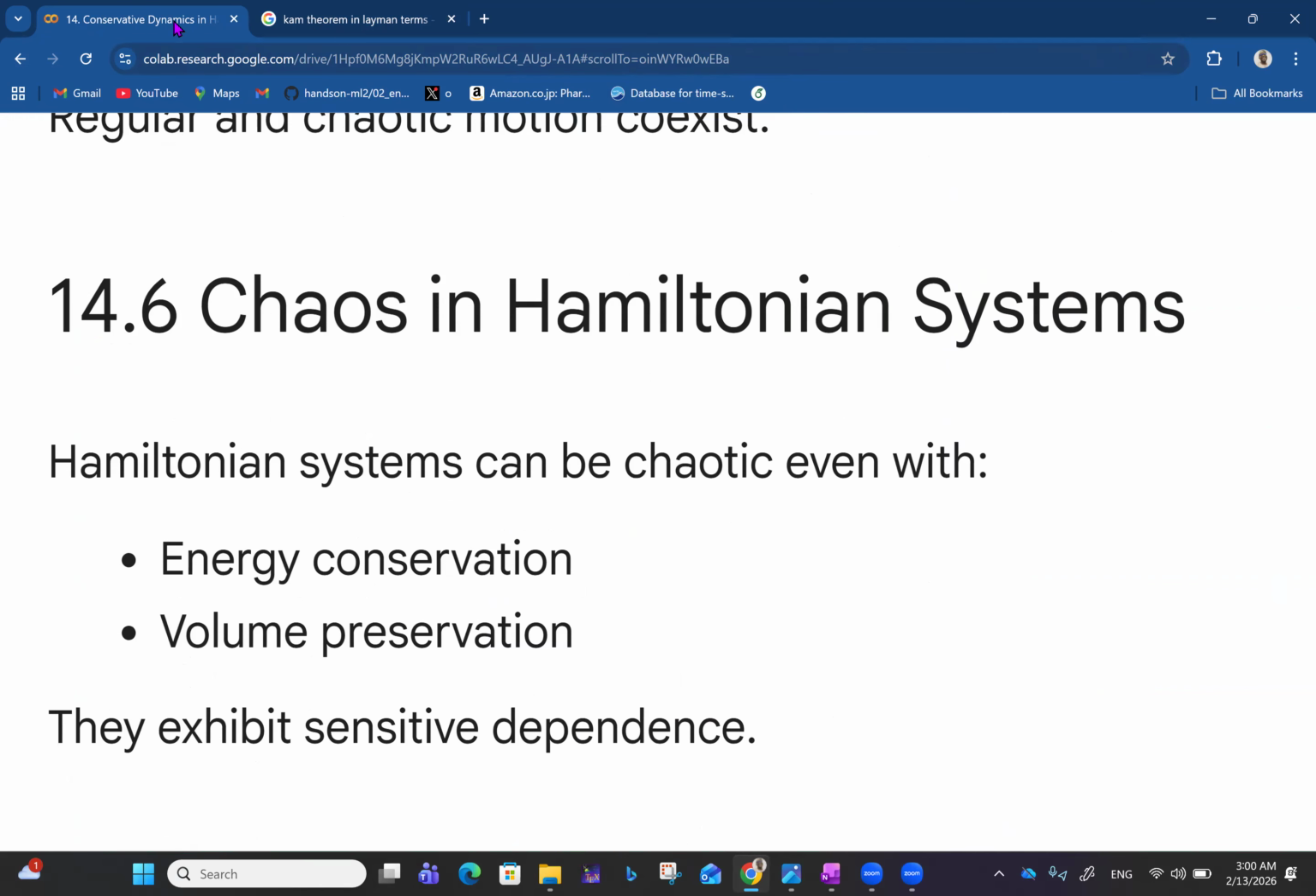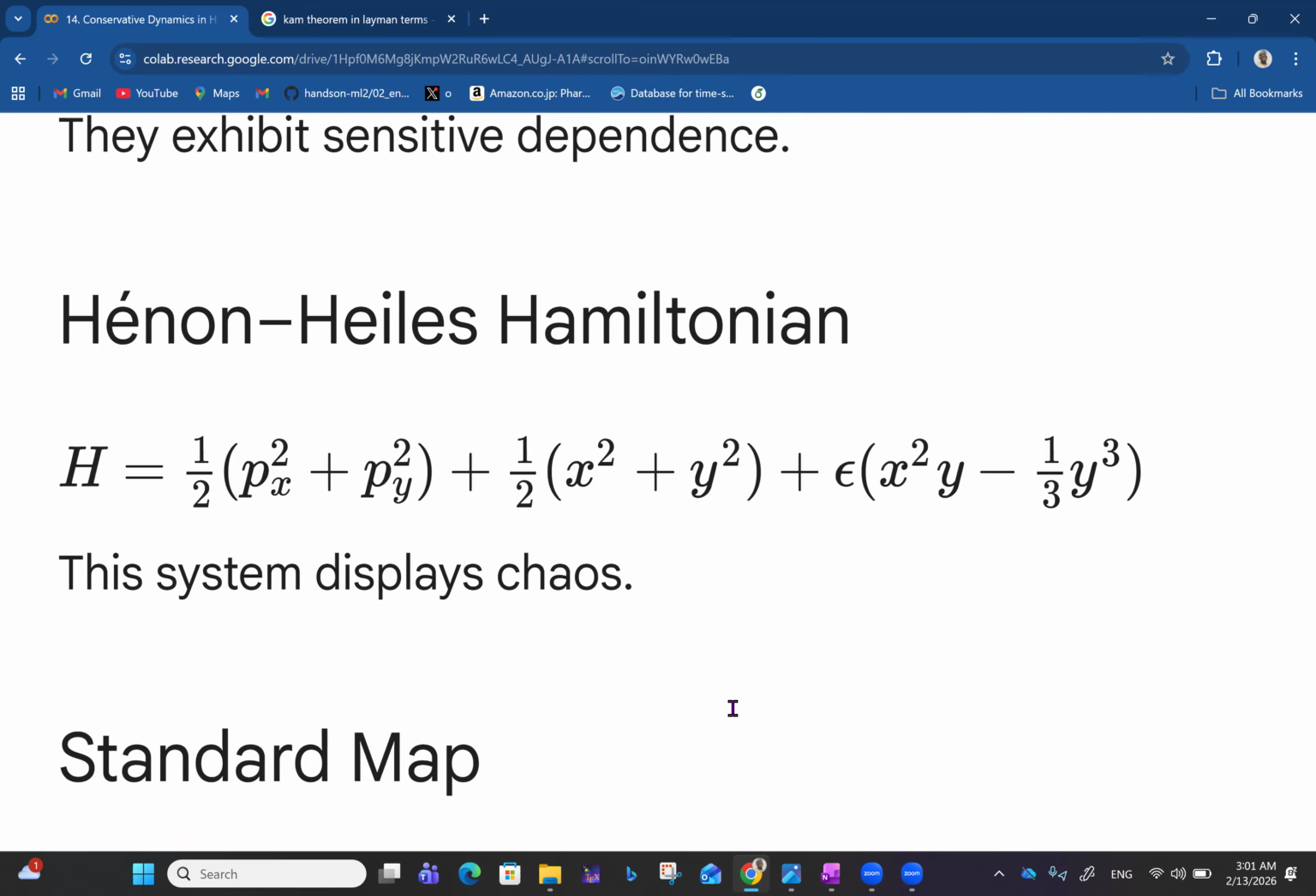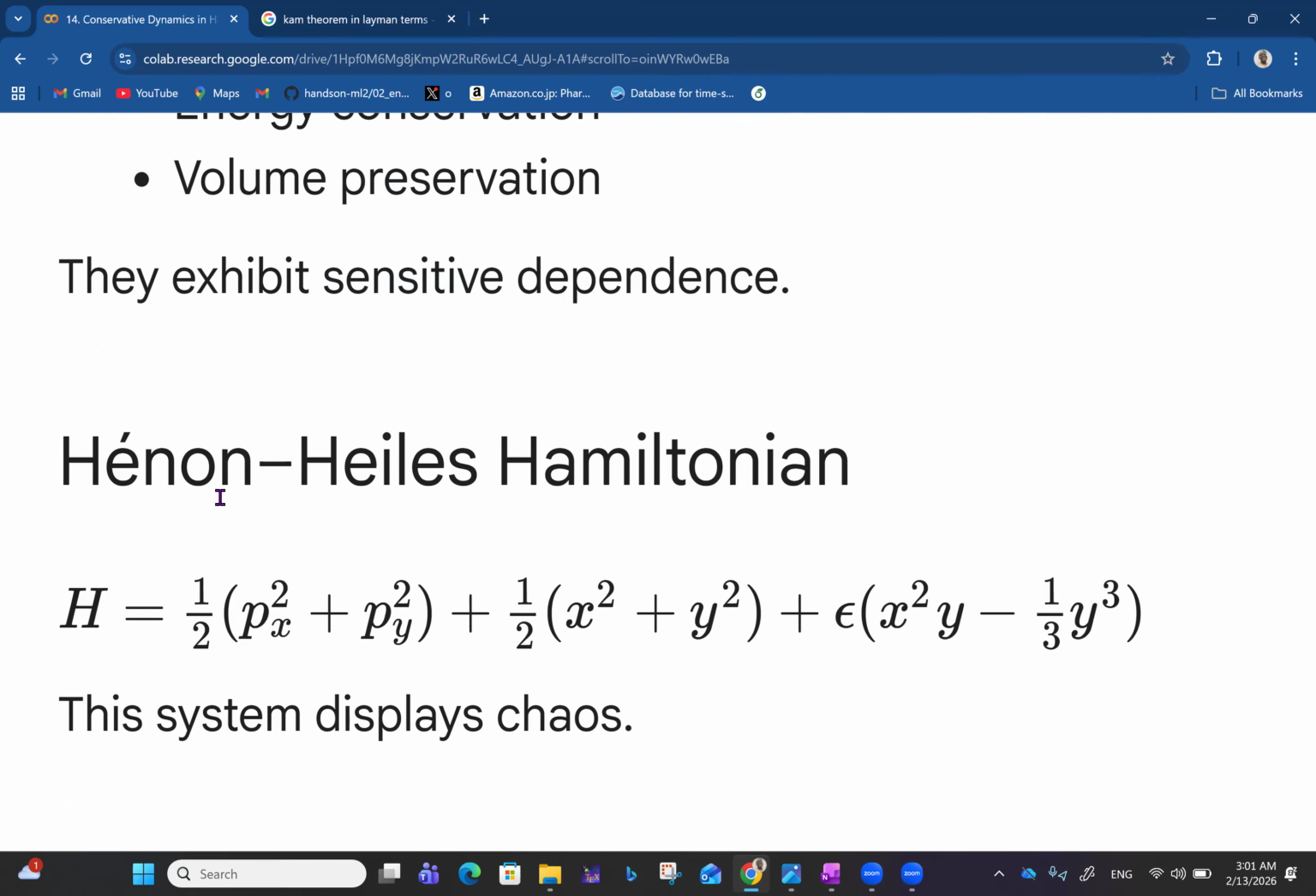Okay, so chaos in Hamiltonian systems. Hamiltonian systems can be chaotic even with energy conservation and volume preservation. They exhibit sensitive dependence. We've talked about the fact that chaotic systems are sensitive to initial conditions, so a little change in initial condition can lead to significant differences. Take the Hénon-Heiles Hamiltonian: H is half times p_x squared plus p_y squared, plus half times x squared plus y squared, plus epsilon times x squared y minus one third y cubed. This system displays chaos.